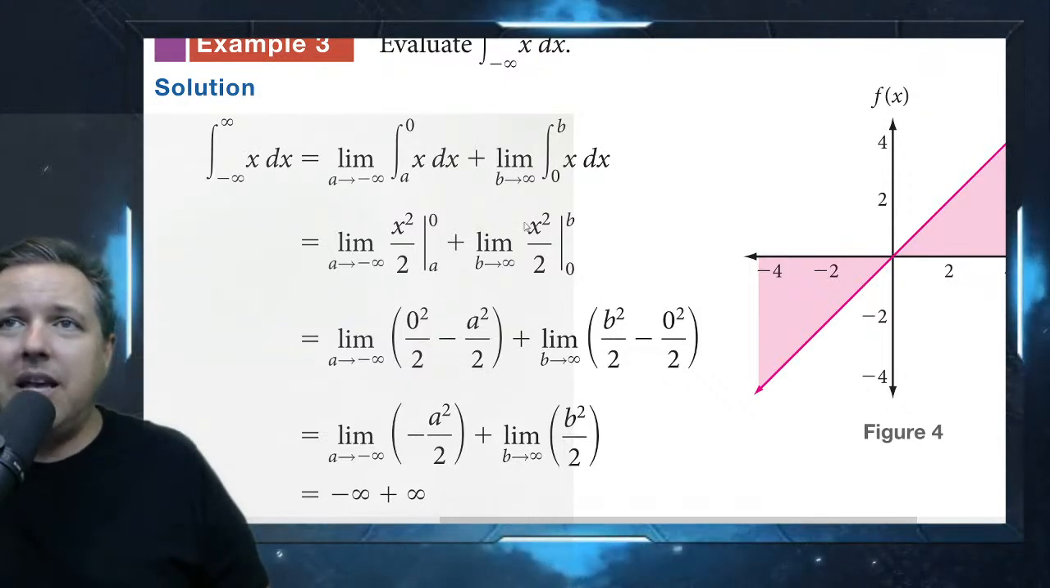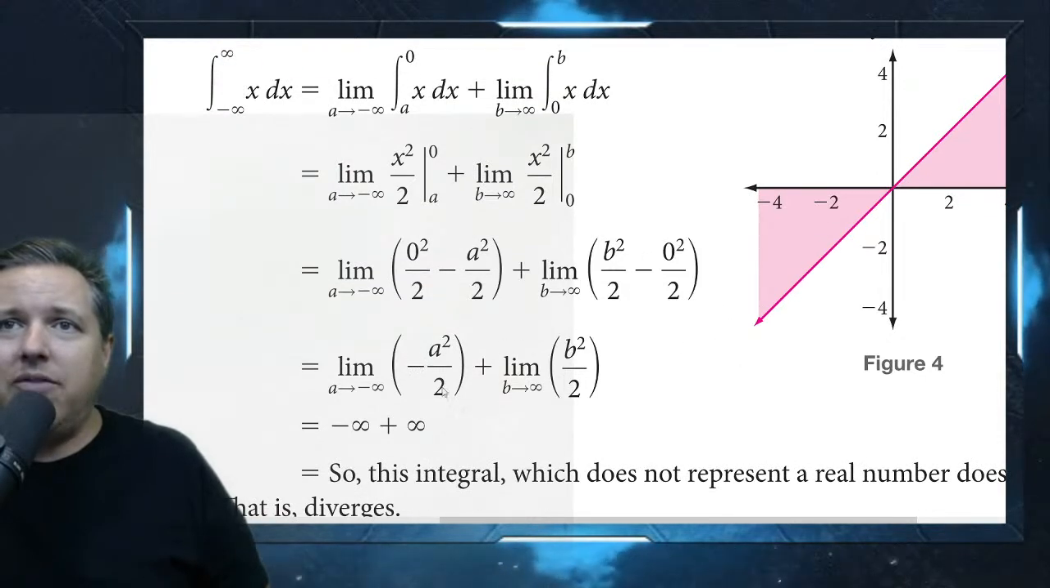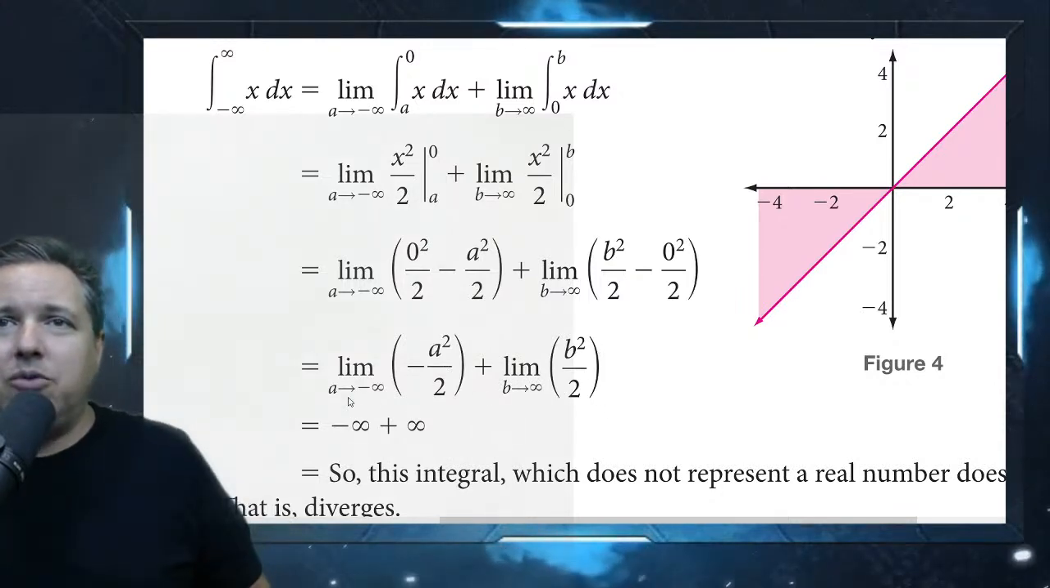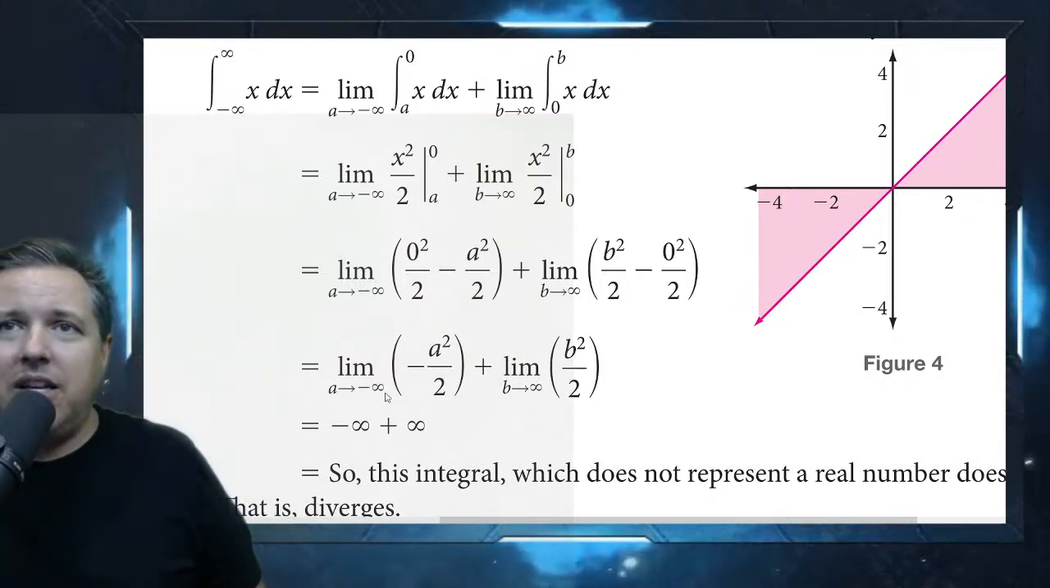Then we do basically the same game over here with our right-sided limit. Plug in b to get b squared over 2. Plug in 0 to get 0 squared over 2. Subtract them. So these terms are obviously 0. So that's why we end up with the negative a squared over 2 plus the limit of b squared over 2. So what happens when we send this to negative infinity?